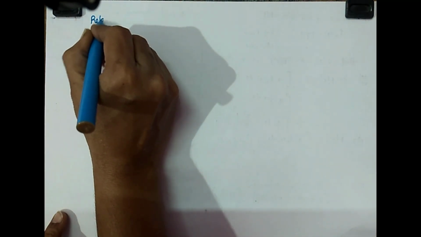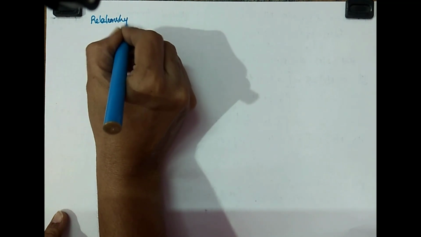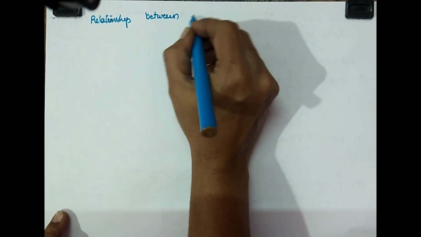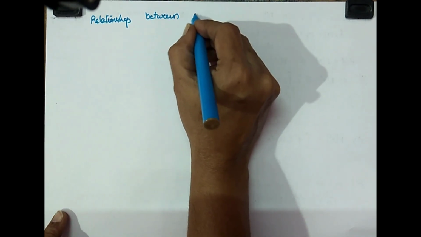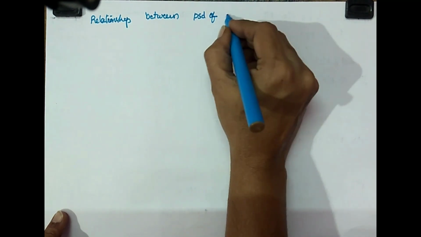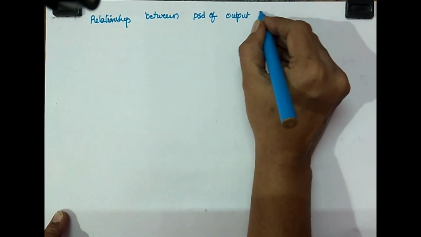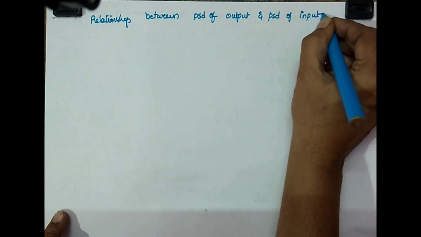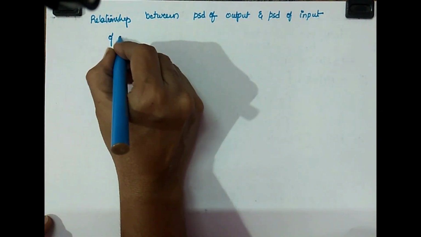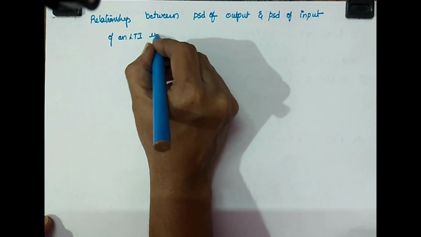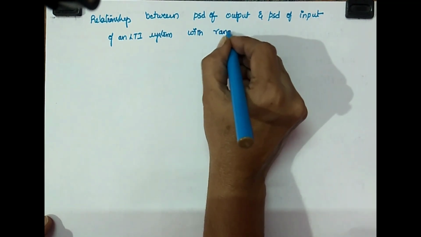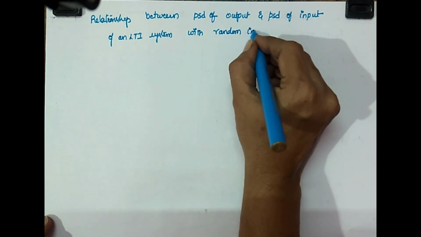In this class, I want to explain the relationship between the power spectral density (PSD) of output and the power spectral density of input of an LTI system with random input process.